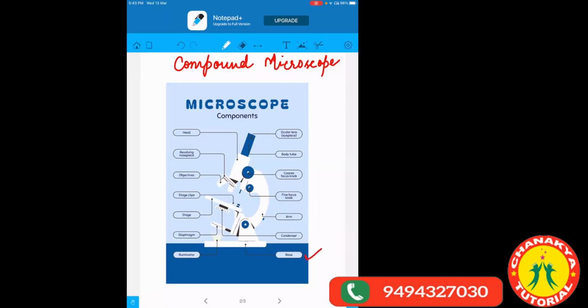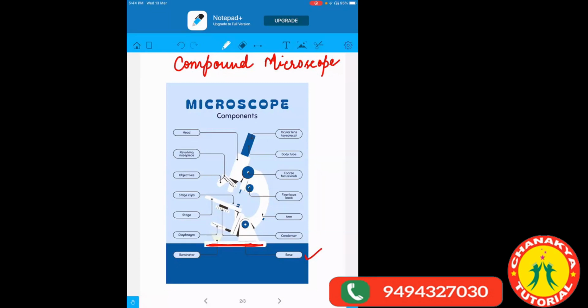The down one you can see here is the base. So this down part is the base. On this base only, the whole body will be there. Like we humans, what do we have? We have legs, right? So the legs are the base for us. And on those feet, what happens? We are able to stand. Same way, because of this base, the whole microscope is able to stand.